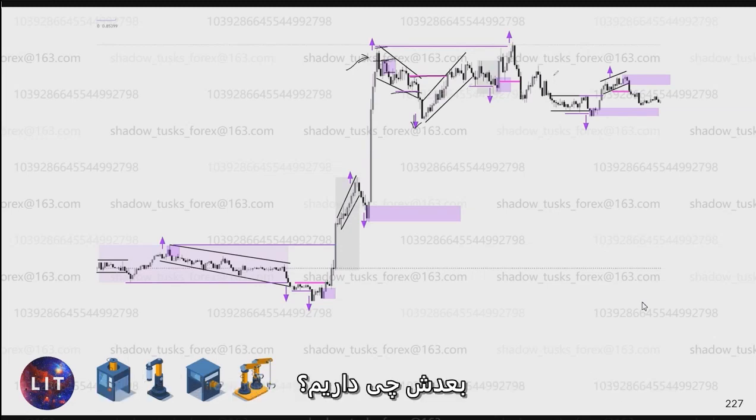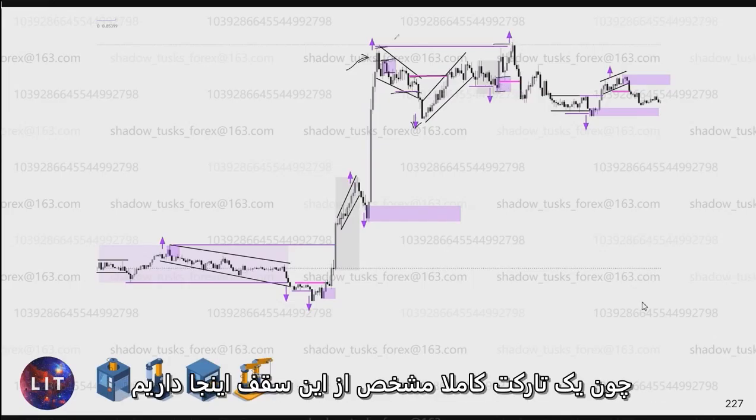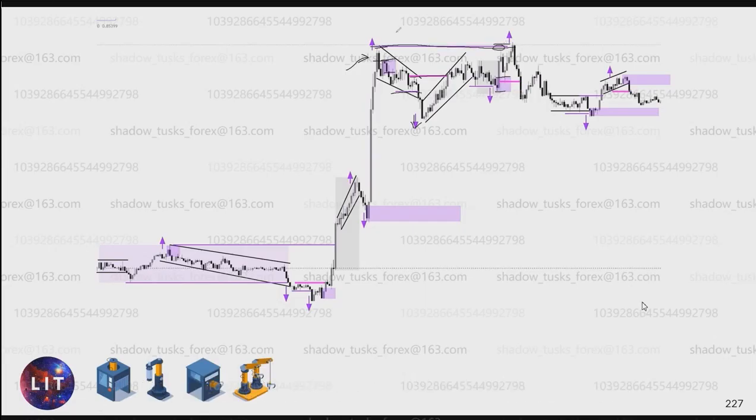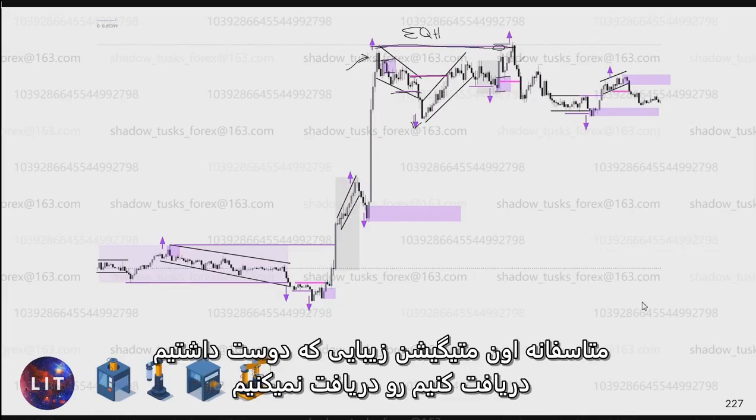Okay, next up we have this. It would have been very nice if the RR was a bit nicer, because we have a clear target of this high right here. We even fake this out, so you've got equal highs right here. And yeah, this is just a beautiful buy into a sell. Unfortunately, we don't get that nice mitigation that we would have liked to have gotten.